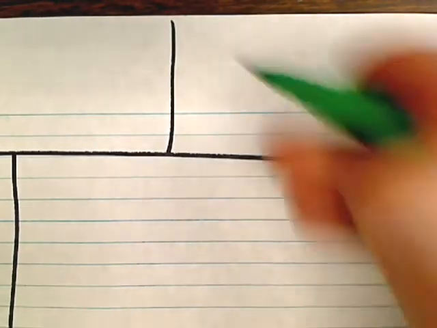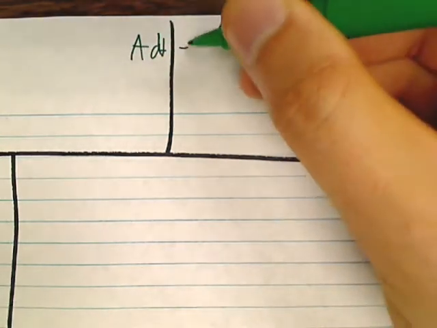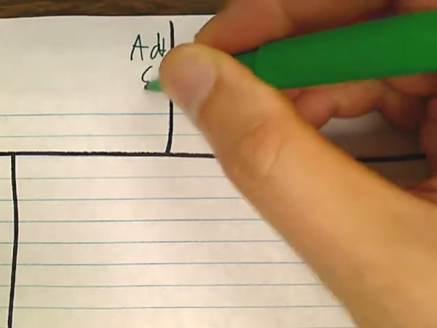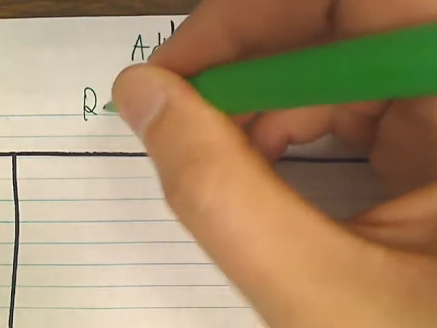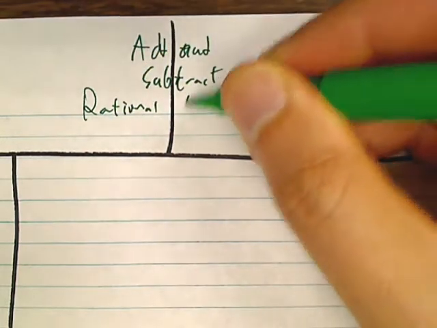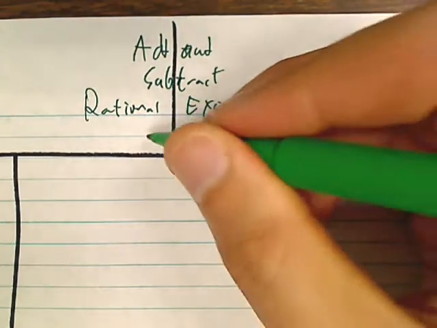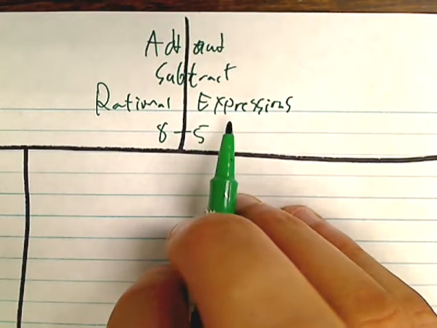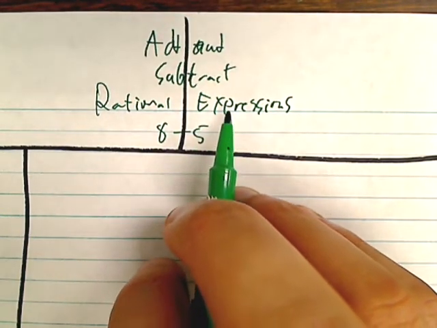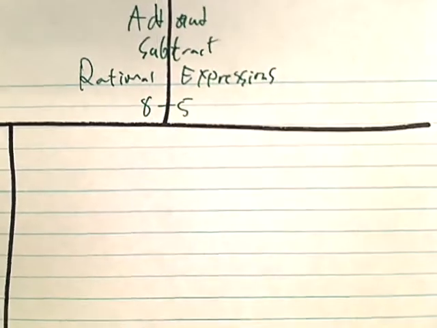Let's look at section 8.3. I'm sorry, 8.5. We're going to add and subtract rational expressions. This is section 8.5. Okay, add and subtract rational expressions. Rational means a fraction. Expression means some algebra stuff. So we're going to add and subtract fractions with algebra stuff in them. So let's see what we got here.